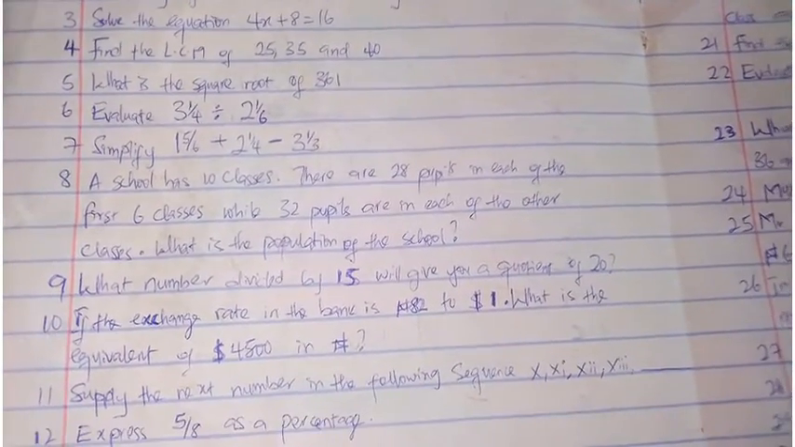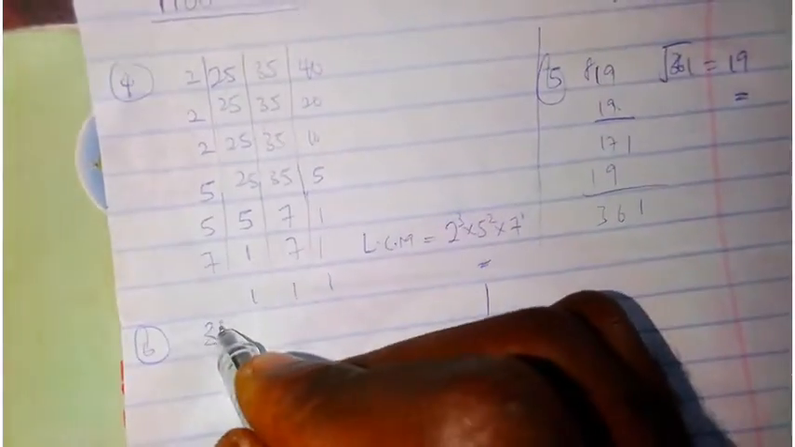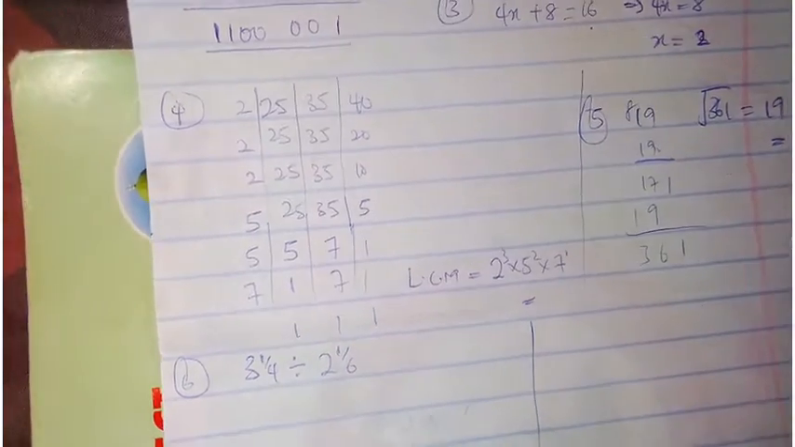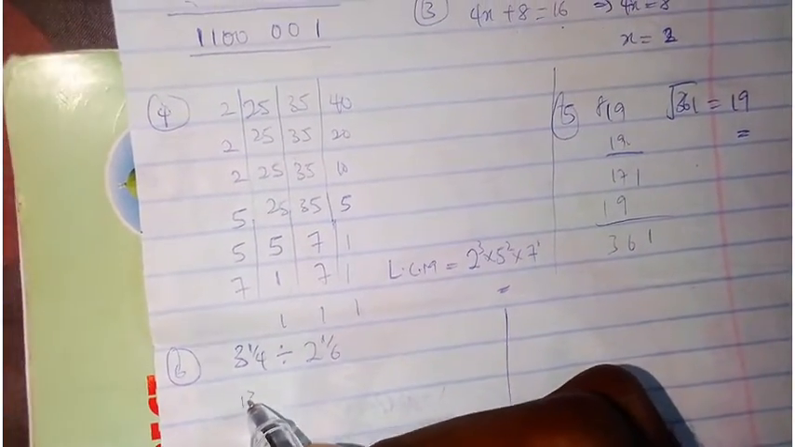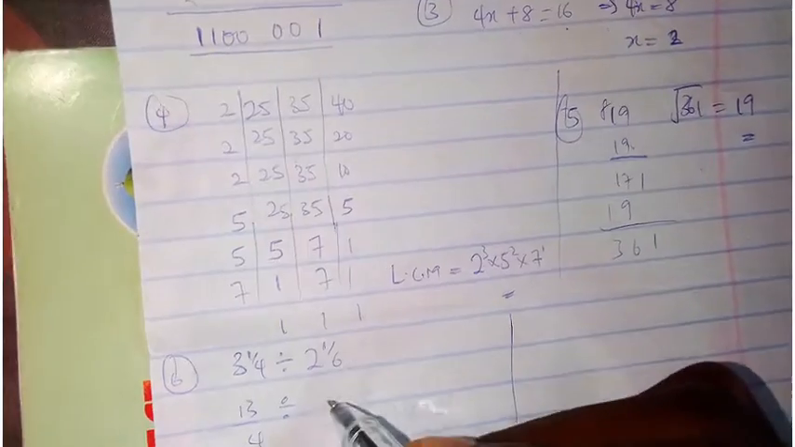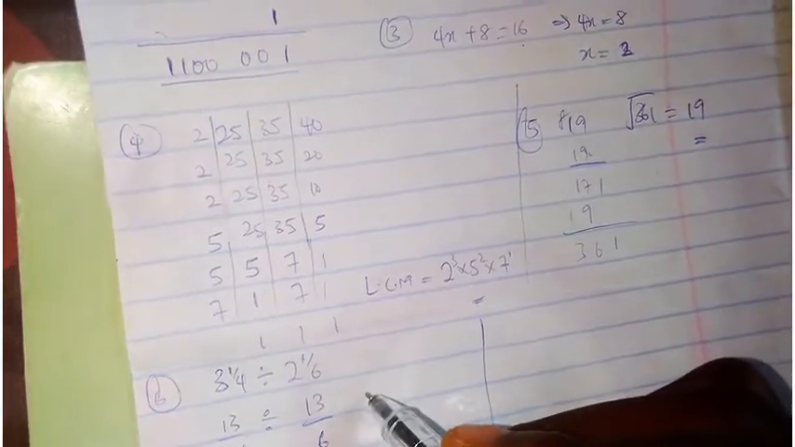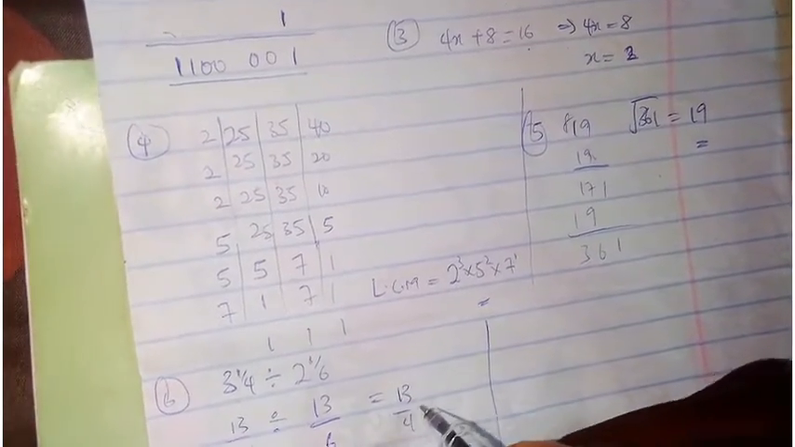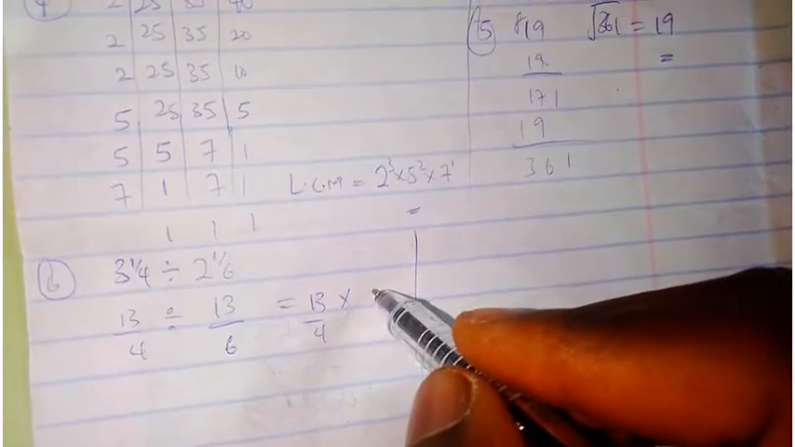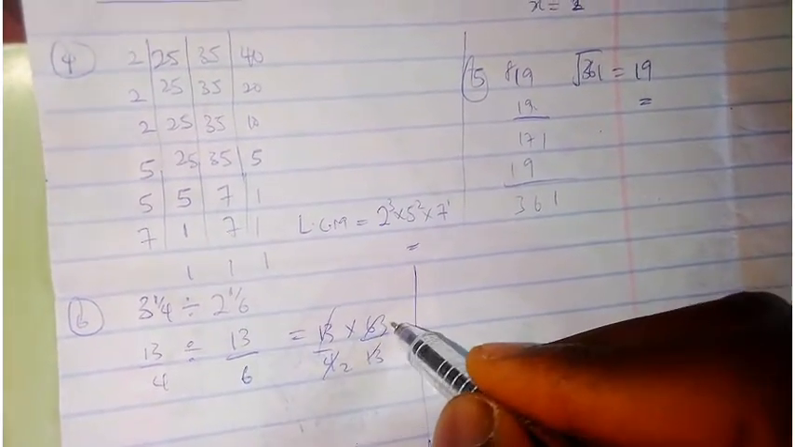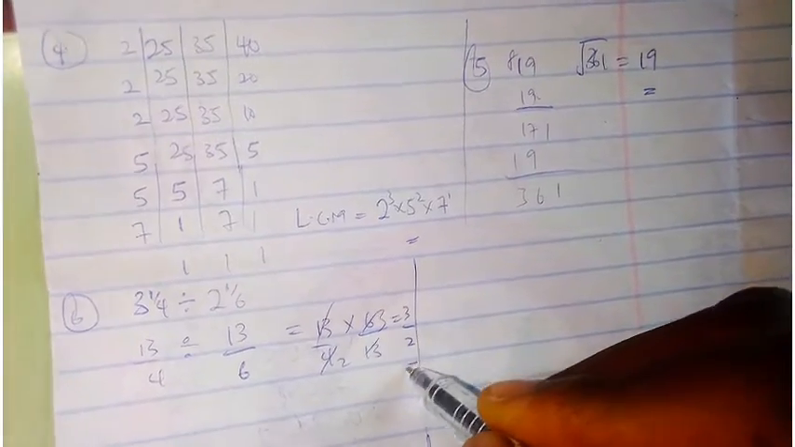Number 6 question says, evaluate 3 1 over 4 divided by 2 1 over 6. 2 1 over 6 converts to improper becomes 13 over 6, and 3 1 over 4 becomes 13 over 4. If I change division to multiplication, it becomes 13 over 4 times 6 over 13. 2 here, 2, 2 here 3. This cancels this. My answer is 3 over 2. As simple as that.